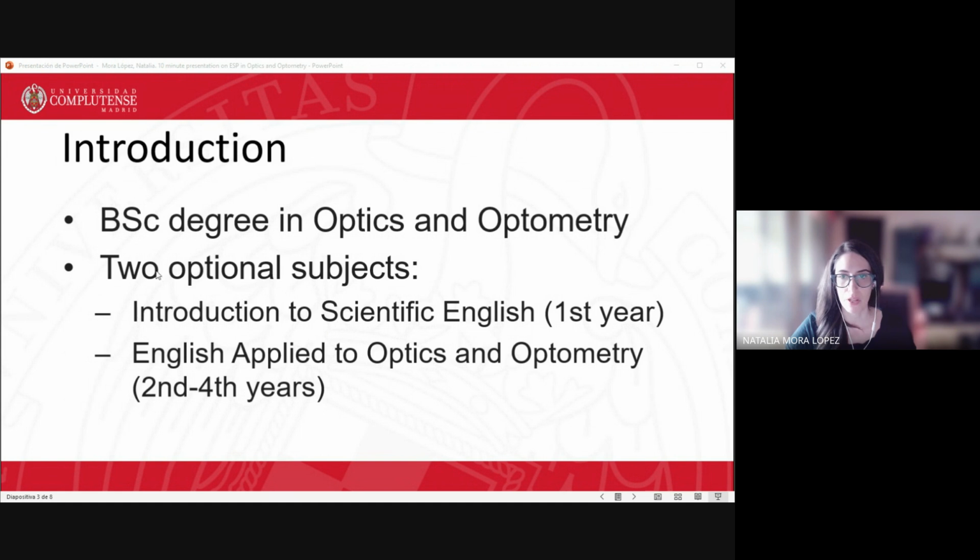So to start with, the bachelor's degree in optics optometry is where I teach. I teach two optional subjects. I have Introduction to Scientific English, which is taught in the first year, and then English Applied to Optics Optometry, which is taught as an option. Both of them are options, but the second one is open to students in any course, so second, third, and fourth. So both of them are considered kind of a continuation. It's expected that students have done the first one in order to start the second one, but it's not necessary.